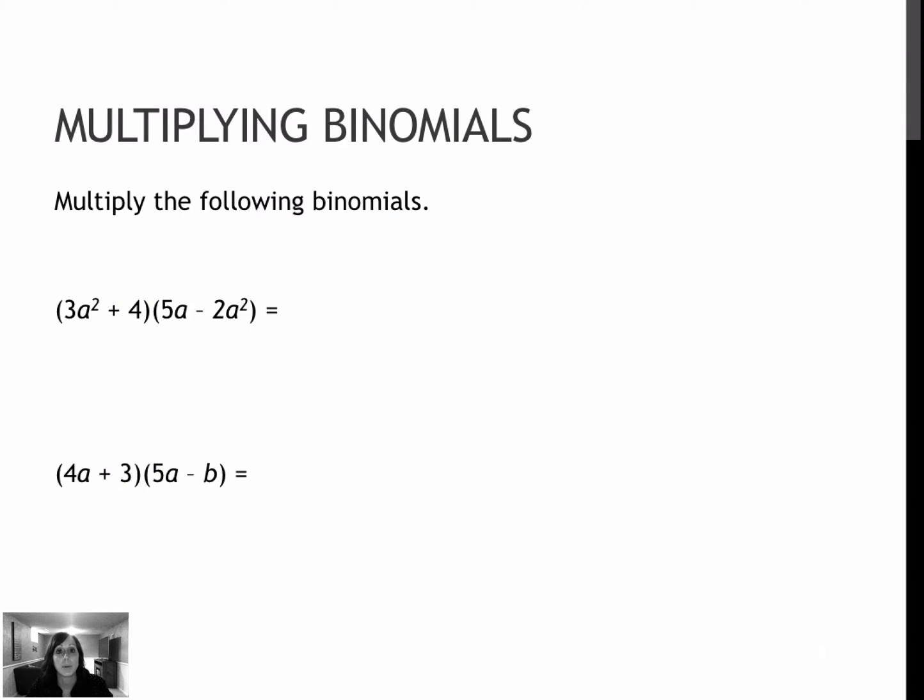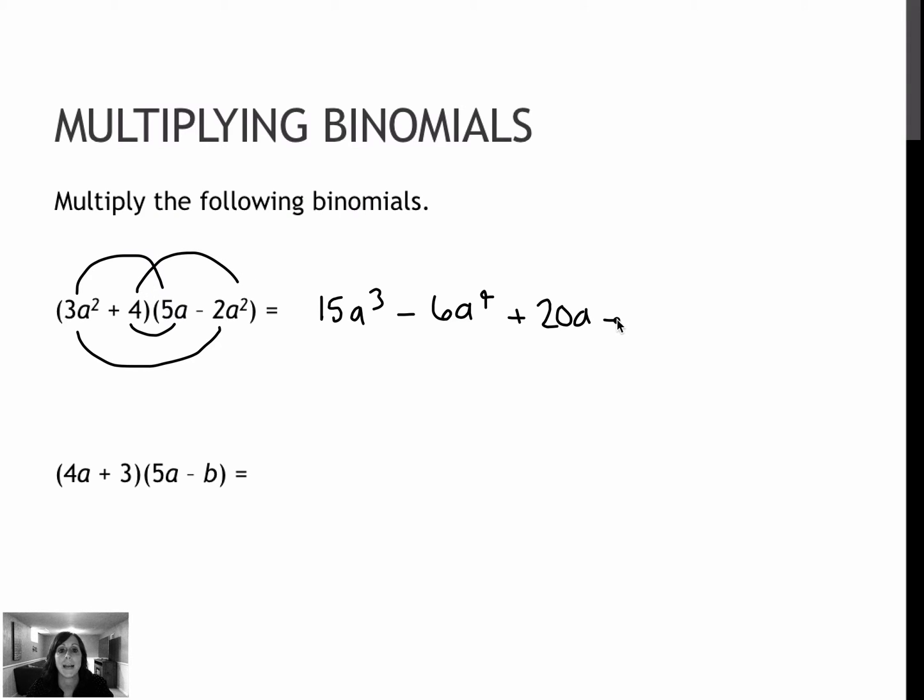So let's try a couple together to multiply these binomials using the FOIL method. The FOIL method says take first times first, which gives me 15a to the third. Then the outside, which gives me minus 6a to the fourth. Inside, which gives me plus 20a. And last, which gives me minus 8a squared.